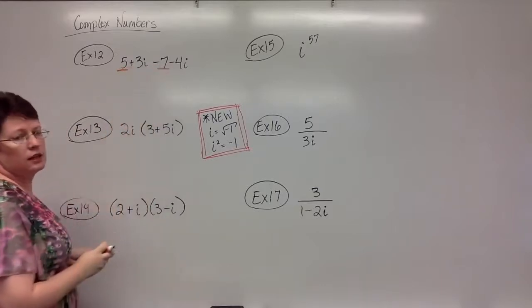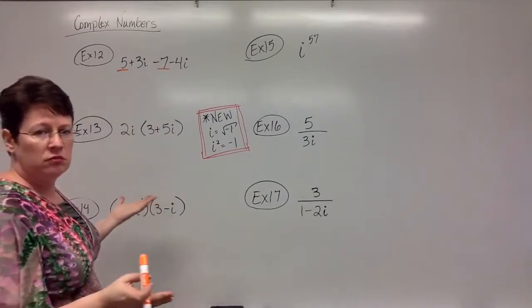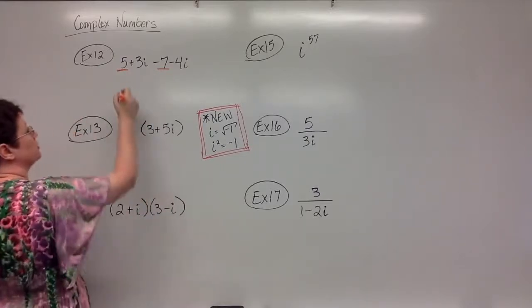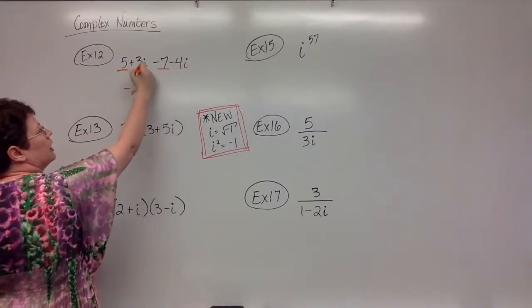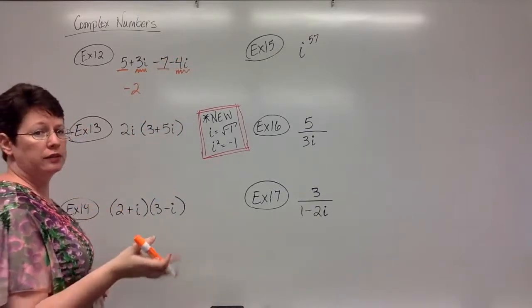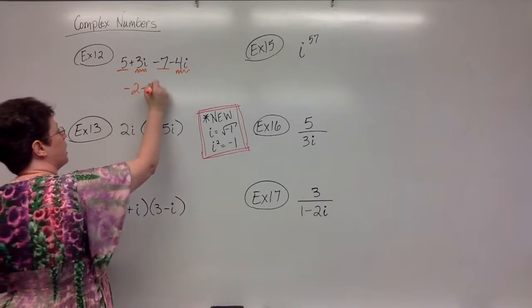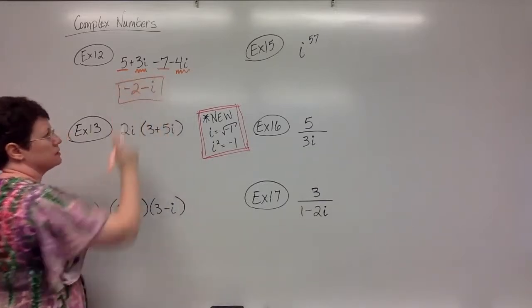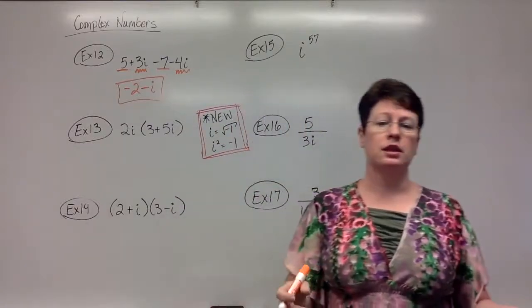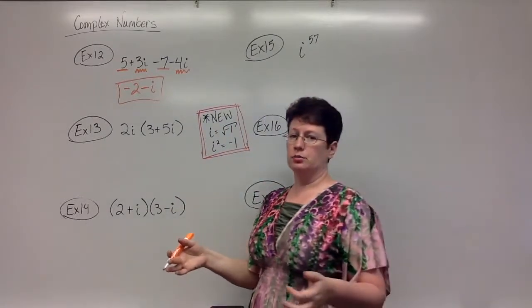So the 5 and the -7, they're both constants. So what's 5 minus 7? -2. Okay? Now I do my I's. I have 3I minus 4I. Gives me a -I. This is simplified. I add it together just like variables. So you have your combined like terms.